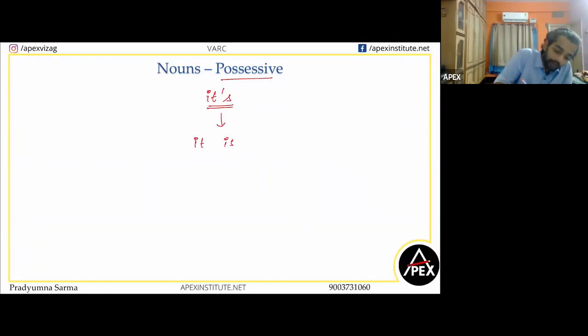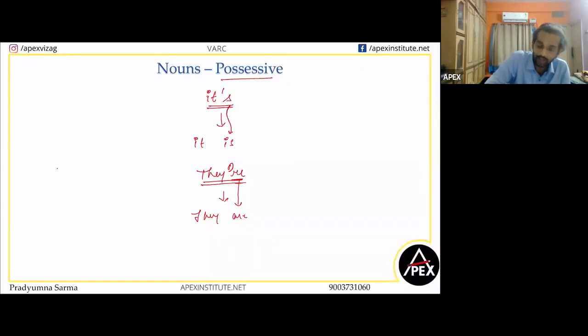Now, for example, let us say, what other contractions do we have? They're. Now this will be nothing but they are. So after this apostrophe, this part is taken as are. After this apostrophe, this part is taken as is.